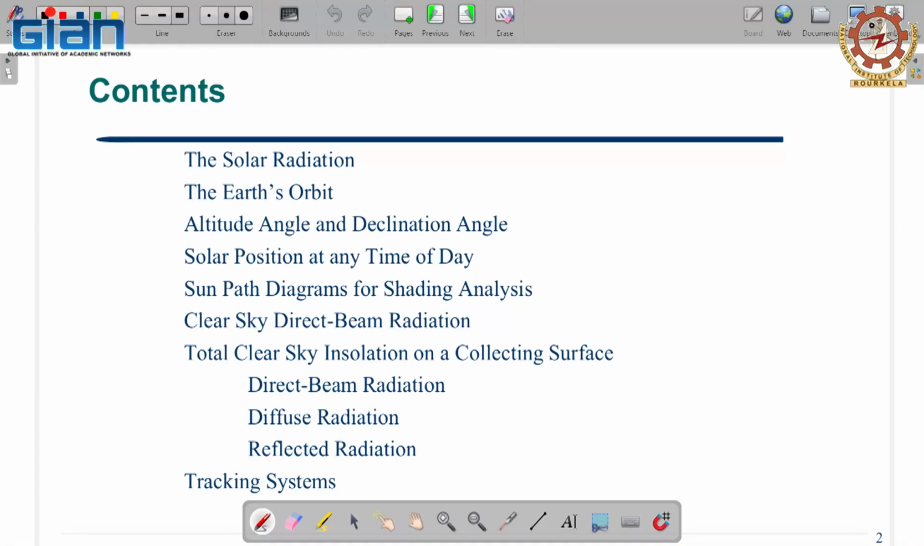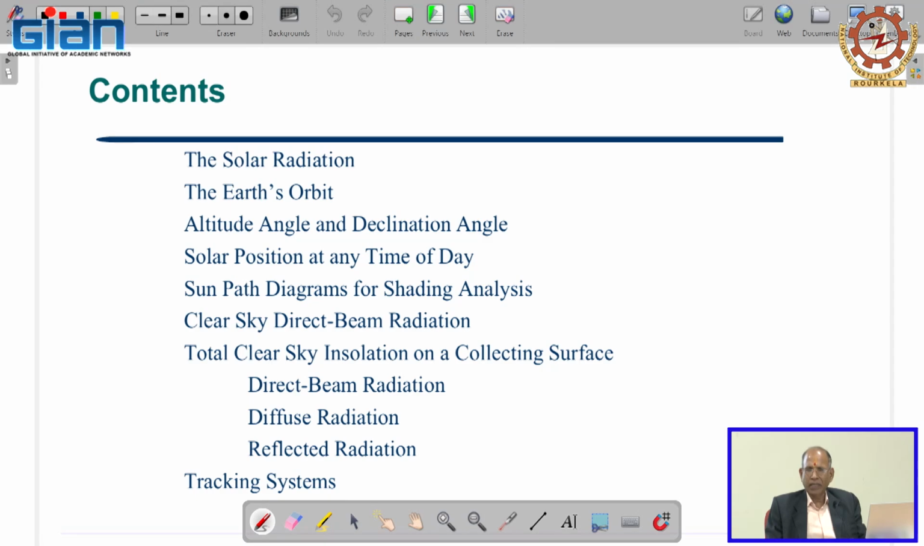Here is what we are going to cover: solar radiation, Earth's orbit, different angles such as altitude angle and declination angle, solar position at any time of the day, sun path diagram for shading analysis, and then how much insolation is falling on the PV panel.